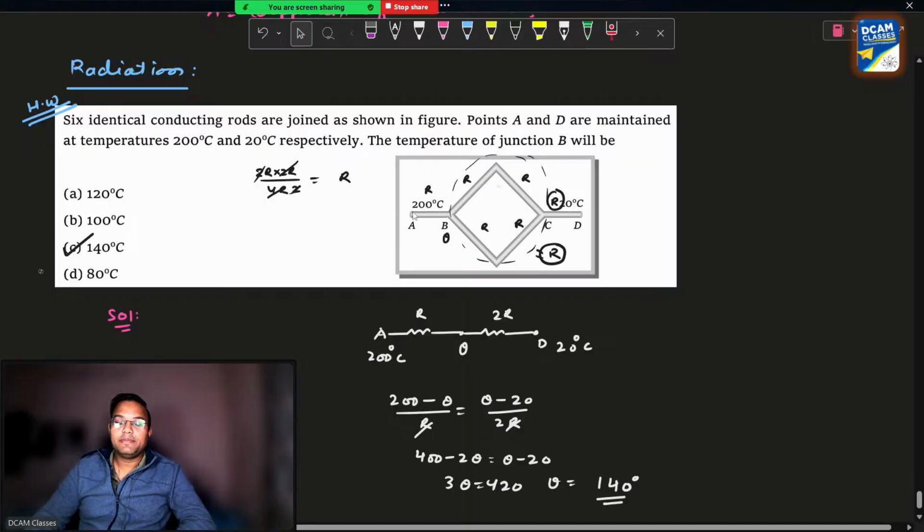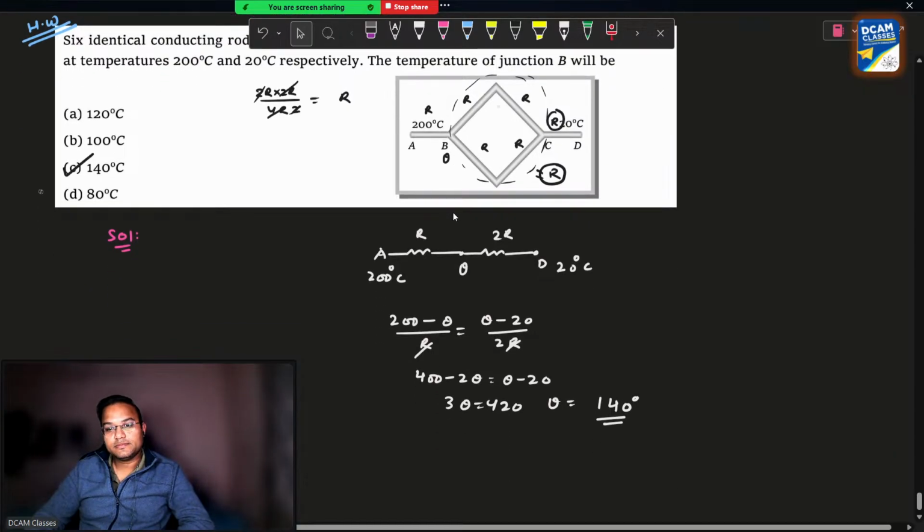They have asked the temperature of junction B, right? A is at 200 degrees Celsius. There is a rod. Actually, this diagram is not proper. They should increase the length from A to B and then C to D to look like these are the same as these rods. That may be creating confusion. But otherwise, this kind of solution should be done by you.